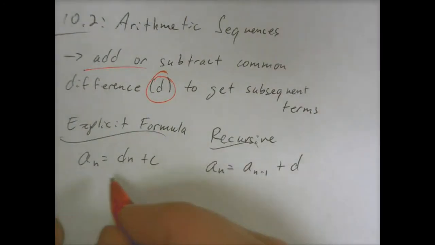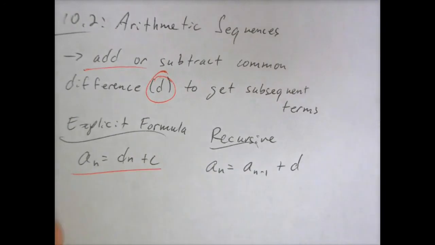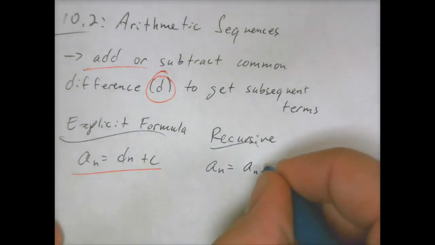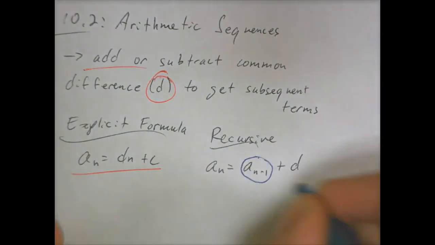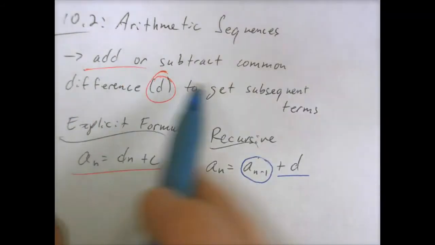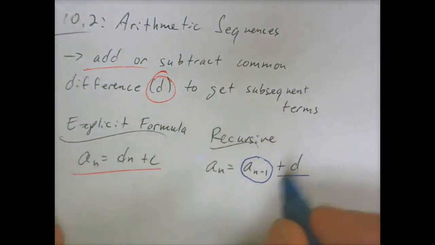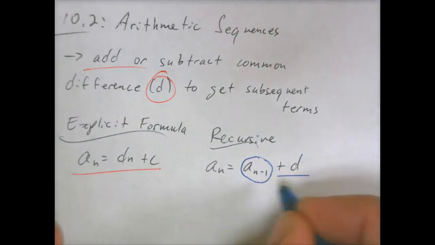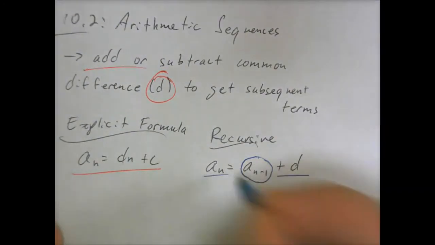We have something called an explicit formula, where a sub n is dn plus c. We also have a recursive formula, which we explored a little bit in 10.1, where I'm taking the previous term and adding my common difference to it. So exactly what the definition says: add or subtract the common difference to get subsequent terms. I'm taking my previous term, adding the common difference to get the next term.